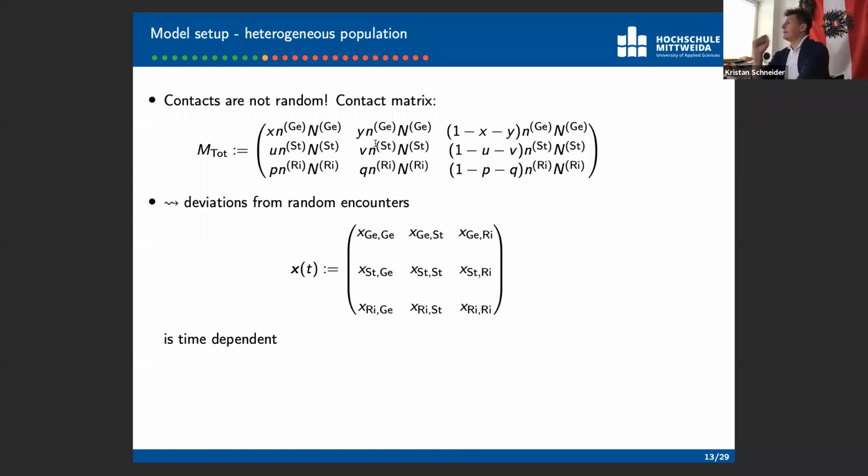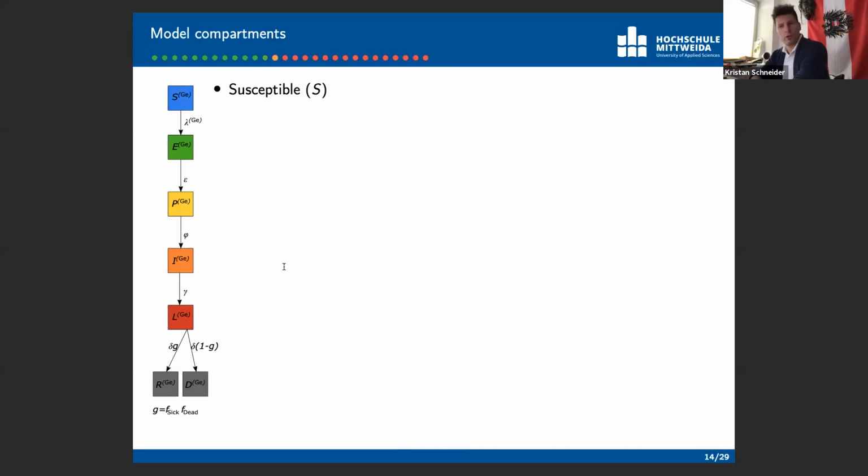Okay, so what we need is these total contacts are kind of reflecting deviations from random encounters. And this will be captured in a matrix. And by the way, this matrix will be time dependent because the contact behavior itself also changes due to the interventions we are imposing. Okay, so let's go to the model.